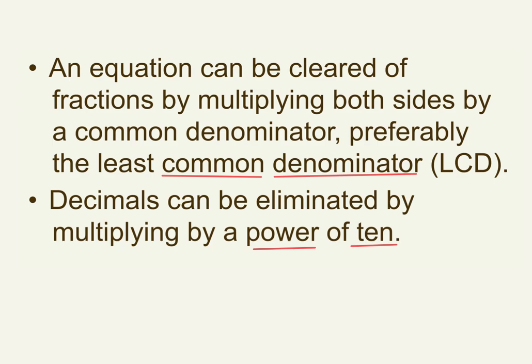There are some shortcuts you can do when you have fractions and decimals within those equations. The first shortcut deals with fractions. An equation can be cleared of fractions by multiplying both sides by the common denominator. And you want to try to get the least common denominator, or you're just going to make your numbers larger. And then decimals can be eliminated by multiplying them by a power of 10. And so it's much easier to deal with integers instead of fractions and decimals. And so these shortcuts can help you get an equation a little bit simpler to deal with.